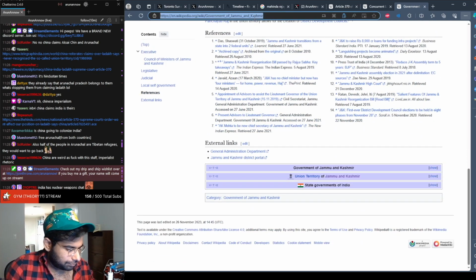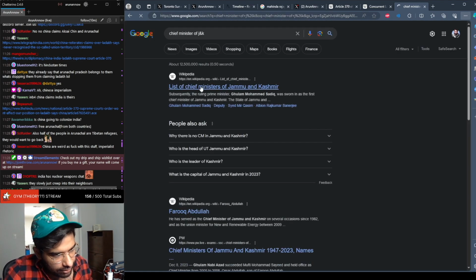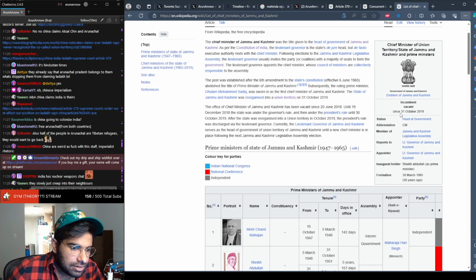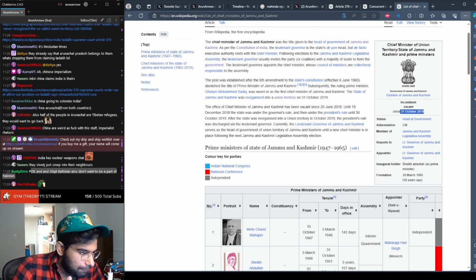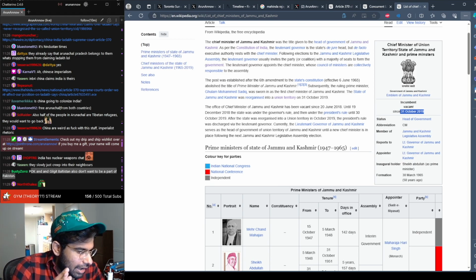Chief Minister of J&K. List of chief ministers: vacant since 31 October 2019. Yes, Jammu and Kashmir has not had a sitting chief minister for 4 years. Why? Because it's been directly run by the President of India. They have not had a sitting chief minister, the state level prime minister, the leader of the state. This union territory has not had a leader in 3 years.